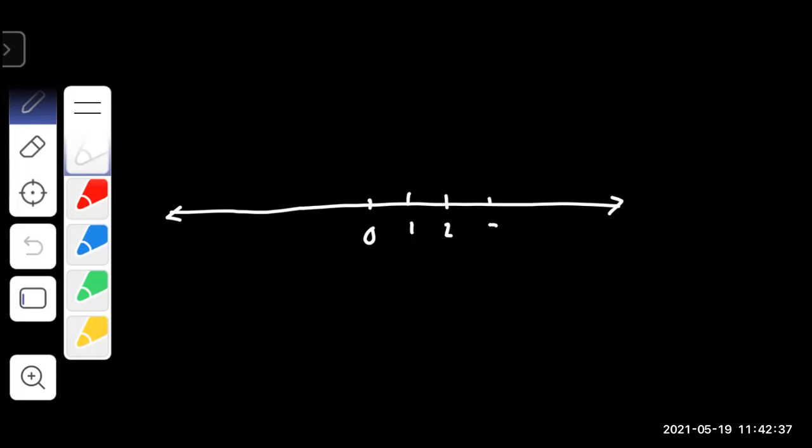Let's have a look at something. Let's suppose, guys, I have a number line here. Let's suppose that this is the number 0, 1, 2, 3, 4, -1, -2, and -3. Let me think about something.